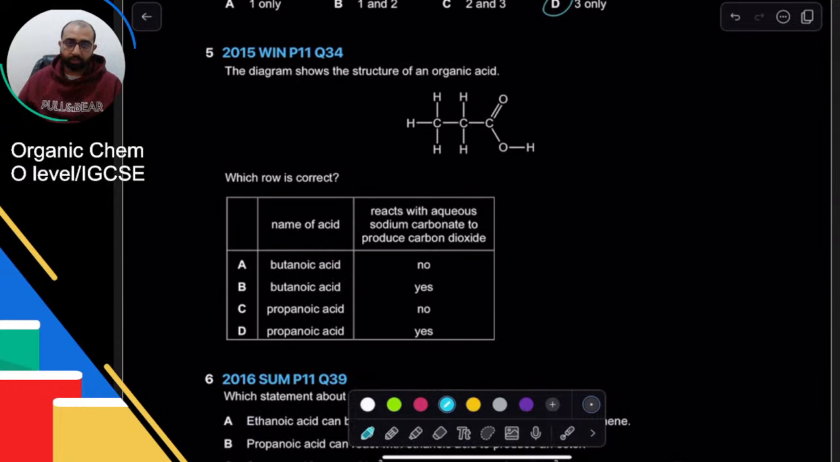The diagram shows the structure of an organic acid. Which row is correct? Name of acid, 3 carbons, propanoic acid. So either this or this. Reacts with aqueous sodium carbonate to produce carbon dioxide. Is it an acid? Yes. Will it react with carbonate? Yes. Will it produce carbon dioxide? Yes. So this is D. That's the answer.